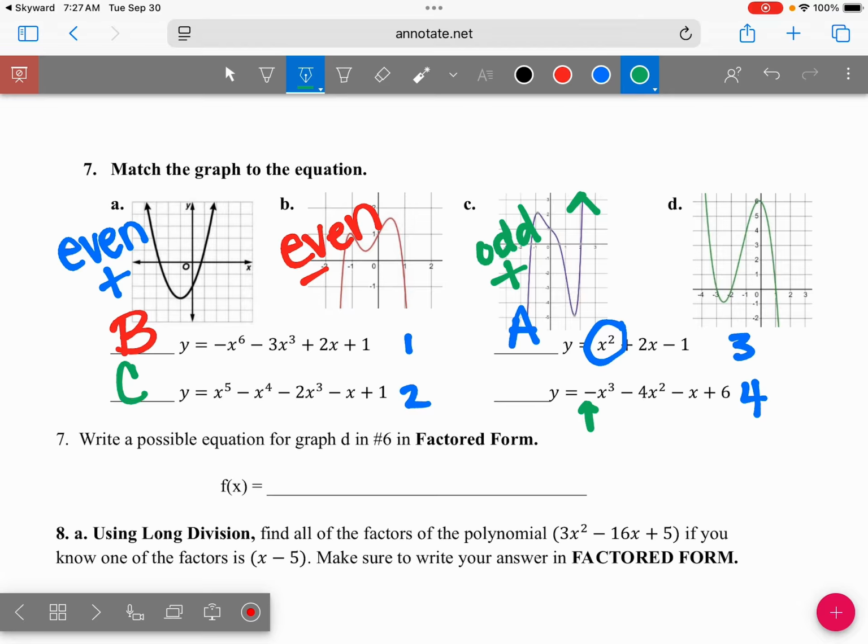The last one is odd, and notice how the right side goes down. So this is odd and negative, so that's why that would be D.